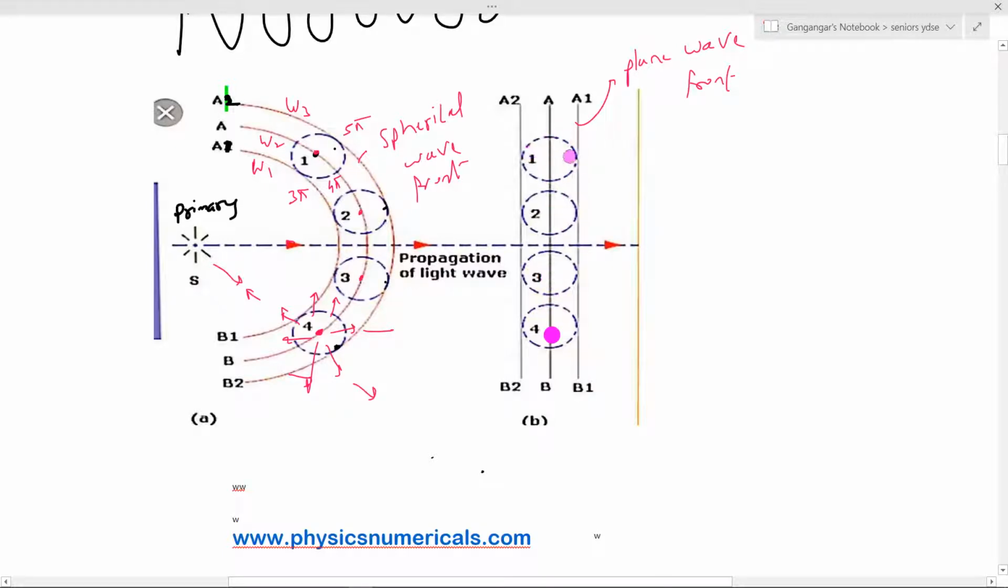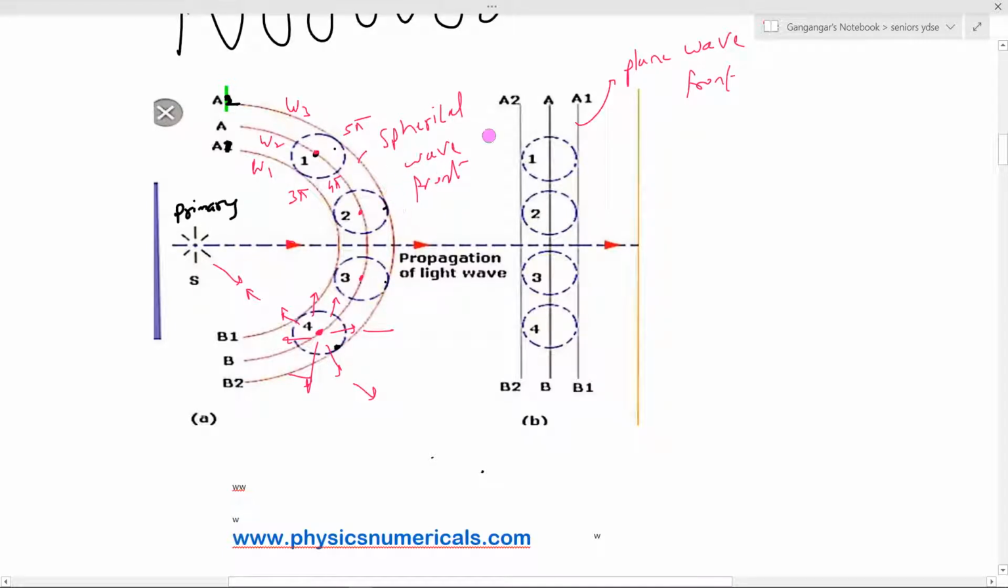In turn, they'll start giving out the wavelets. Okay, now if I draw a tangent to those secondary wavelets, I'll get the new wavefront. And that will be a plane wavefront here. So in this way, every point on a wavefront will be like a secondary source. In turn, they'll start generating their own secondary waves, and the secondary wavelets are formed. If you draw a tangent to the secondary wavelets, that will become a new wavefront formed by the secondary sources.